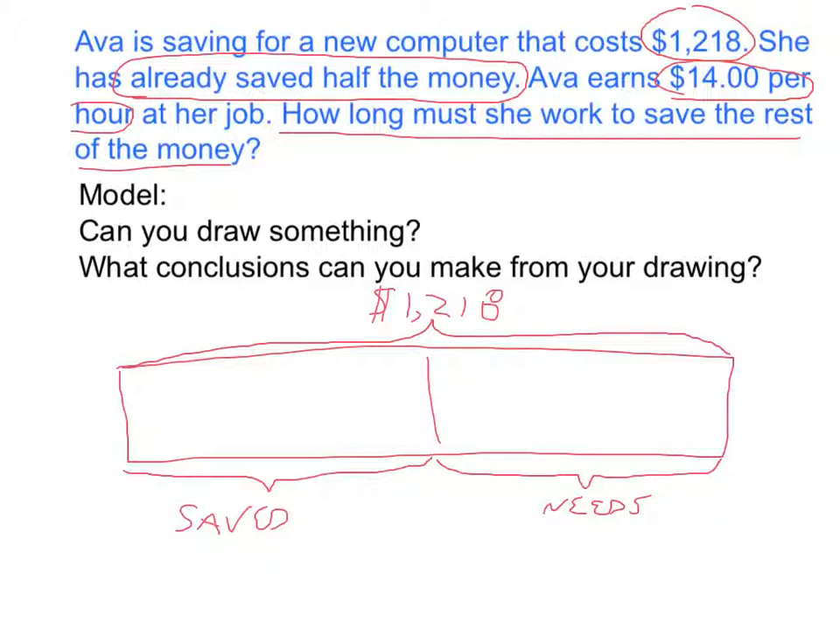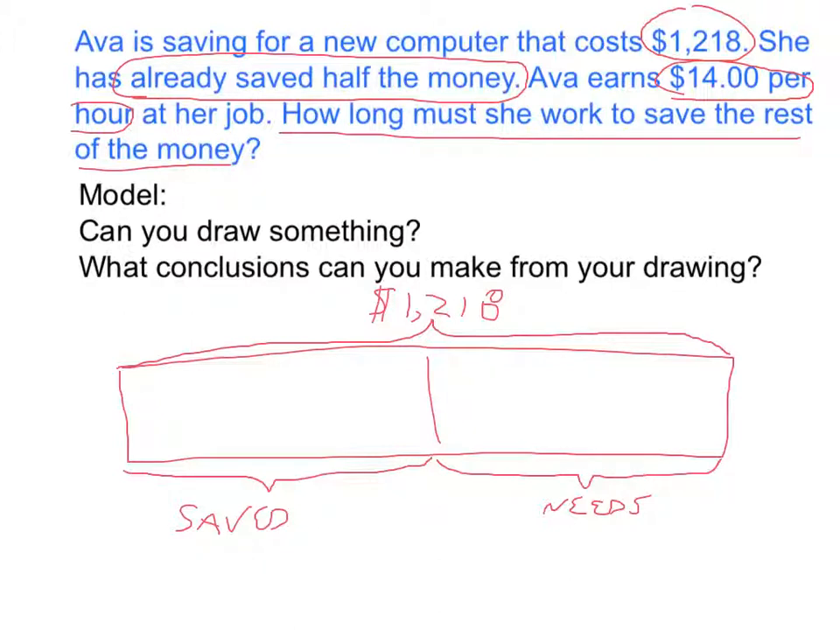So how am I going to figure out how much she has saved and how much she needs? Well, it says up here in the problem, we already have it circled, so she already saved half the money. So that tells me something. Whenever we need to figure out how much half of something is, we just divide it by 2.